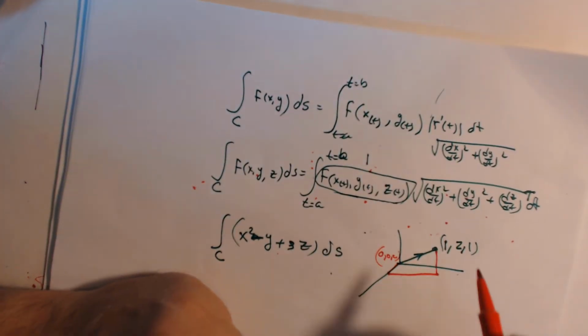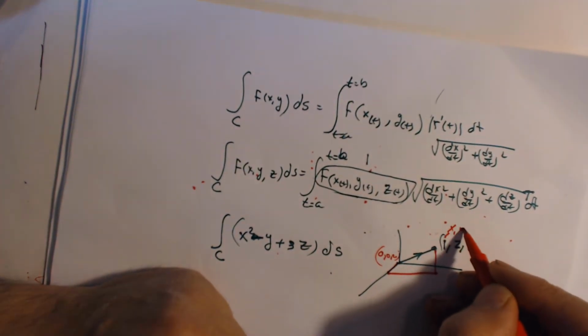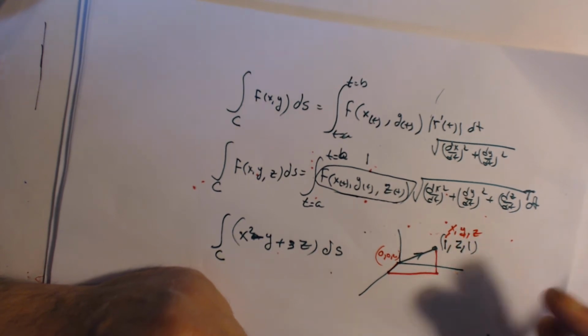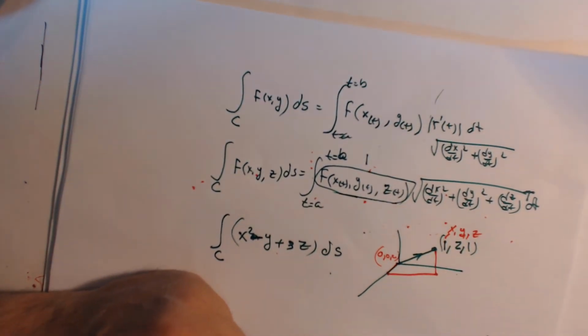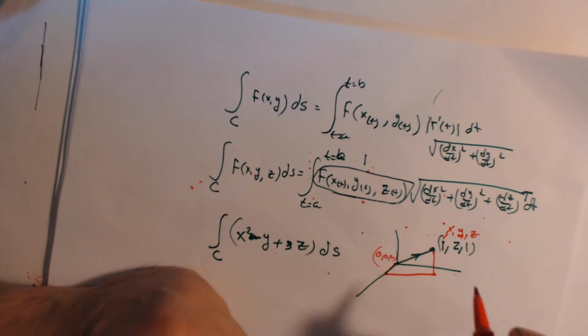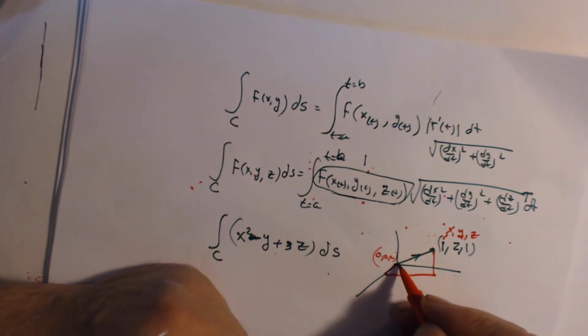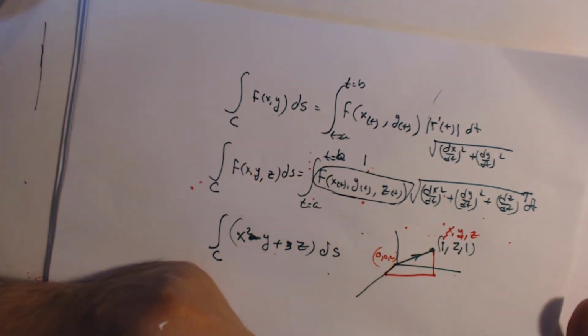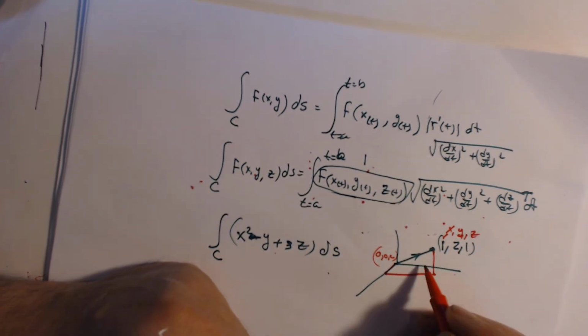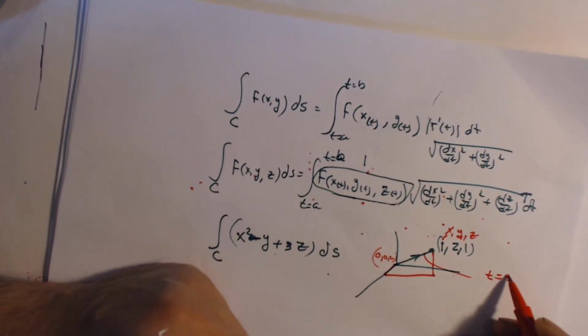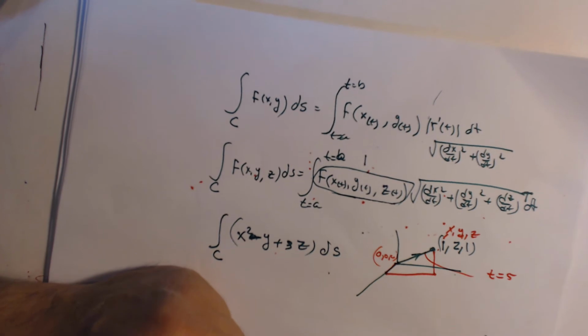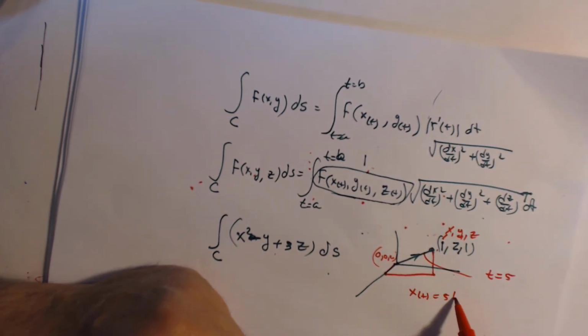Okay, but this is your x, this is your y, this is your z. Right now you have an option. You said, I am a turtle, and I take my time. It takes me 5 seconds to get from here to here. Therefore, your x of t is 5t.